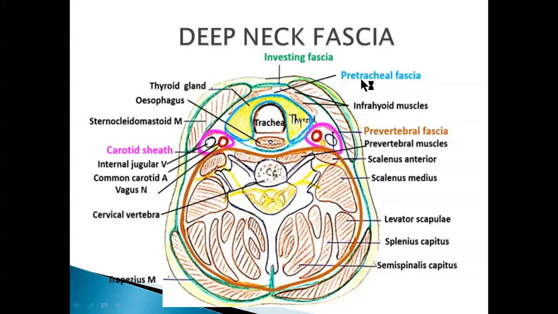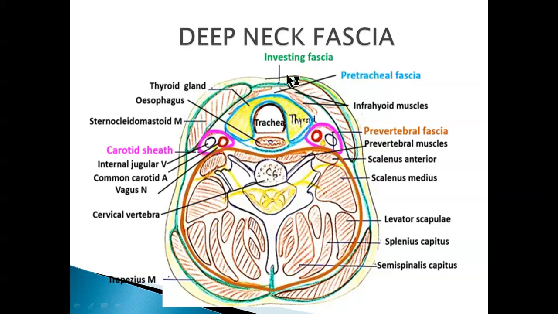So these three are the main fascias which are part of the deep neck fascia. But overall, there are around 9 or 10 fascias of the deep neck. Deep neck fascia is further divided into around 9 or 10. But here in this picture, of course, we will discuss each one of them. In this picture, the main ones would be your investing fascia, your pretracheal fascia, and your prevertebral fascia. Now, investing fascia, as we can understand by the name, is investing each and every structure in the neck area.